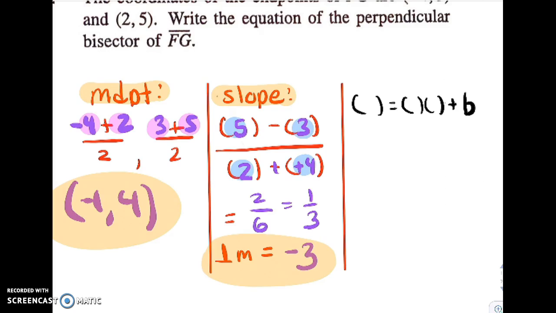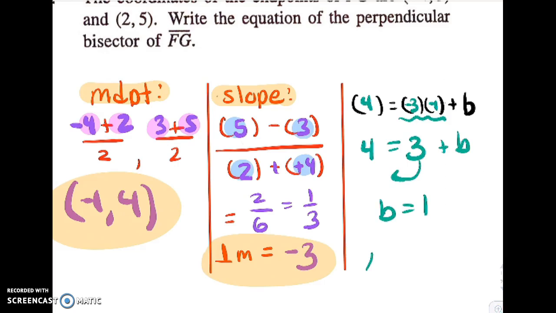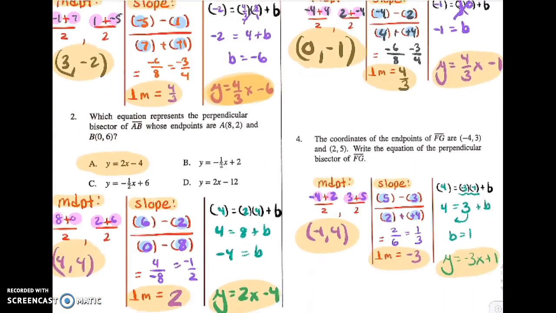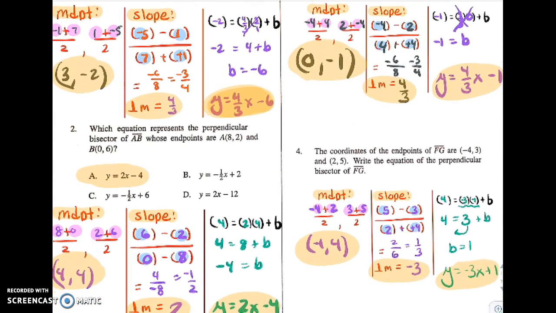So the slope is negative 3. The x is negative 1. Y is 4. Negative 3 times negative 1 is 3. Subtract 3 over. B is 1. So I have y equals negative 3x plus 1. Perpendicular bisector.